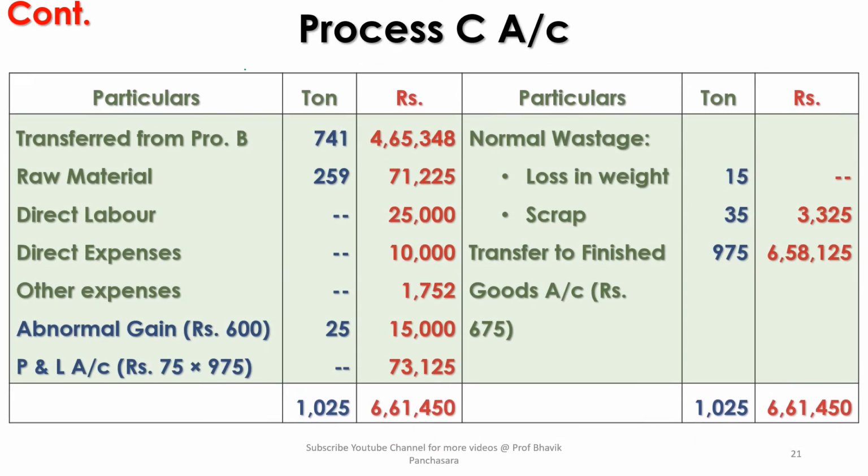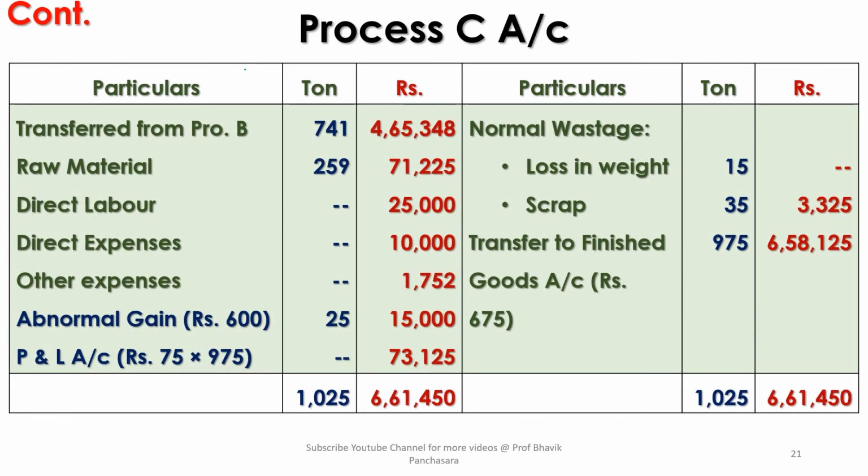Okay friends, so again we continue with the process C. So here we have calculated the cost per ton, that is 600. This cost we will apply for these tons of abnormal gain. So 600 into 25 means here we will receive 15,000. Same like process A and B, here also this selling price is higher than cost price. So we will receive here again profit.